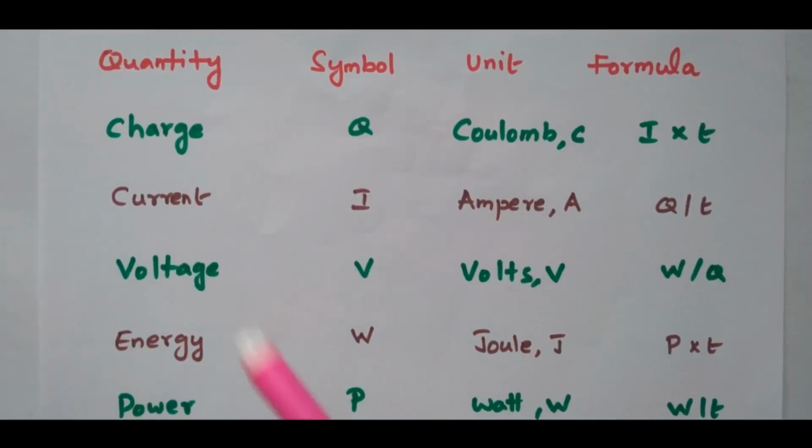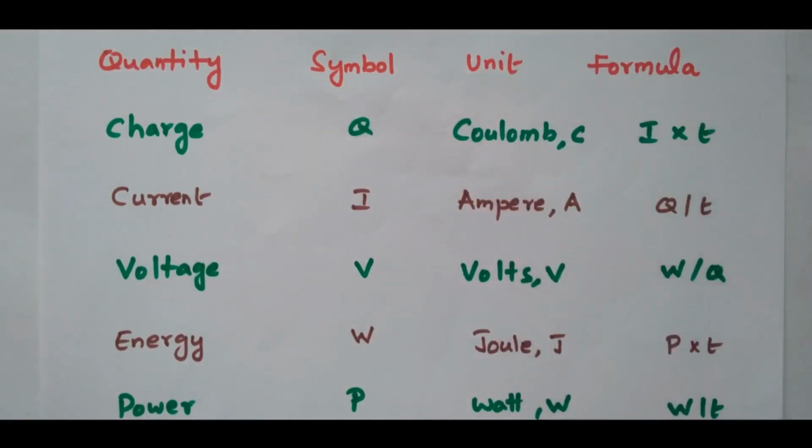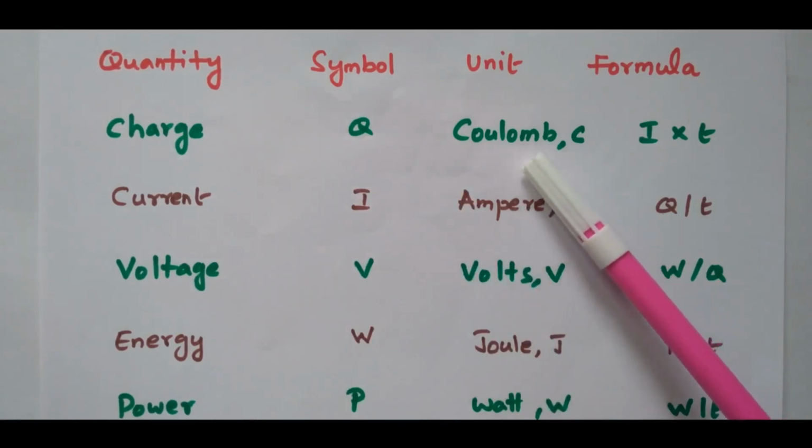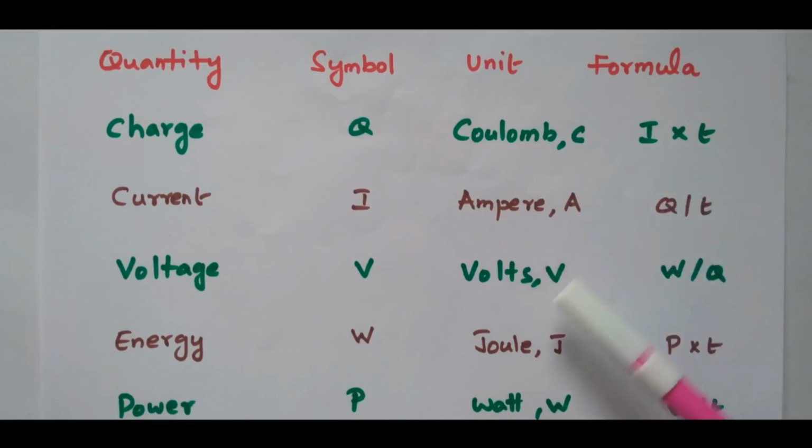Now we will see the quantity, symbol, unit and formula for the further electrical quantities. First we will see the charge. The symbol is Q. The unit is coulomb, written as C. The formula is current into time, right? The charge is termed as Q, the unit is coulomb, also written as C. The formula is I into T.